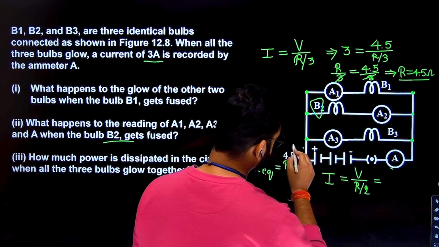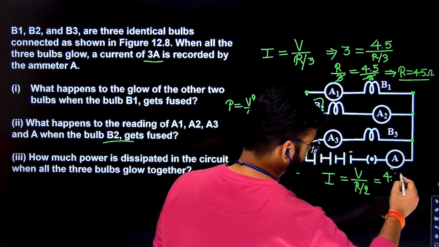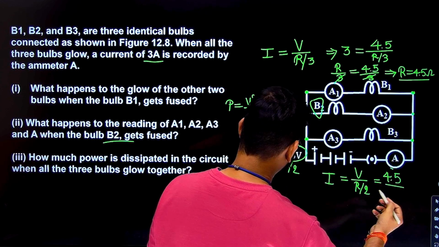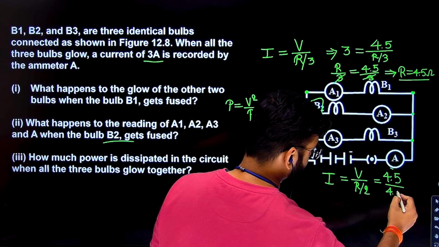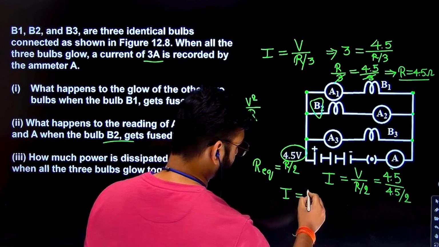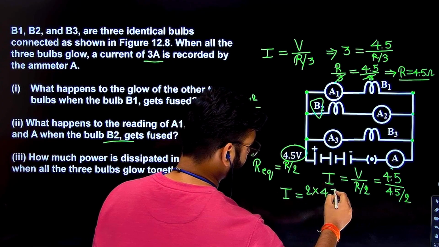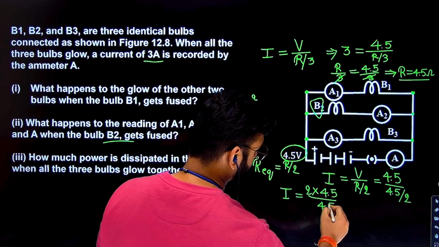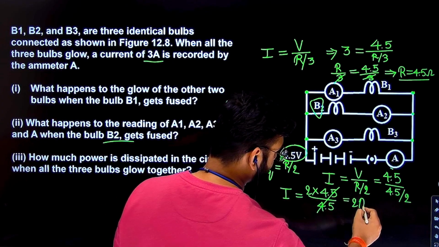So V is the same as the battery's potential, 4.5, divided by R. R is how much? 4.5. So 4.5 divided by 4.5, what will be the current? 2 into 4.5 divided by 4.5. So our total current is 2 amps.